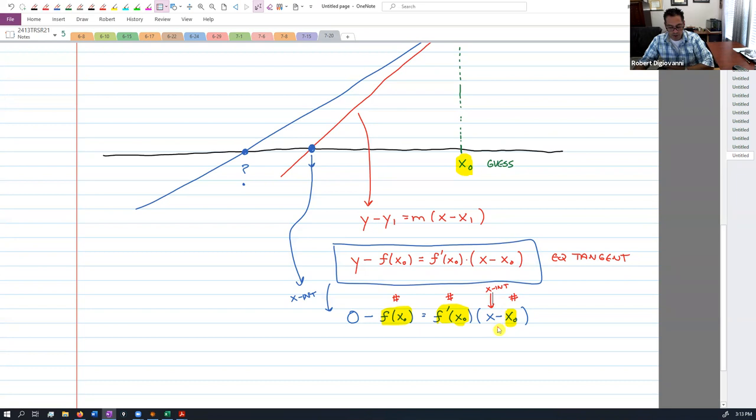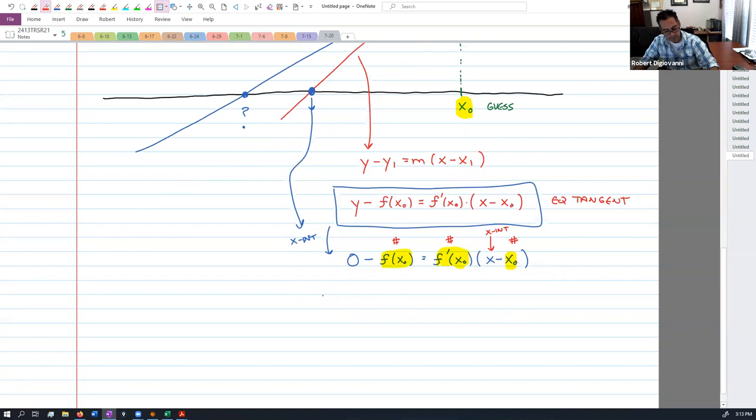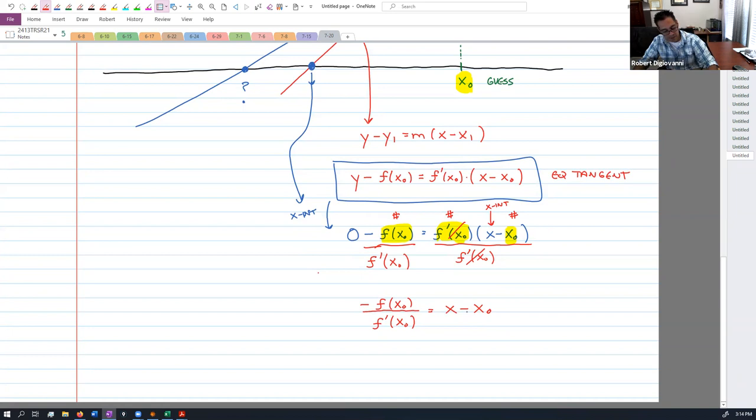So watch what I do to solve for x. You ready? I'm going to divide both sides by f prime of x sub zero. That cancels. So I get over here on the left side, negative f of x sub zero over f prime of x sub zero equals x minus x naught. And to solve for x, I'll add x naught to both sides. So on the left it becomes x sub zero minus f of x sub zero over f prime of x sub zero equals x.